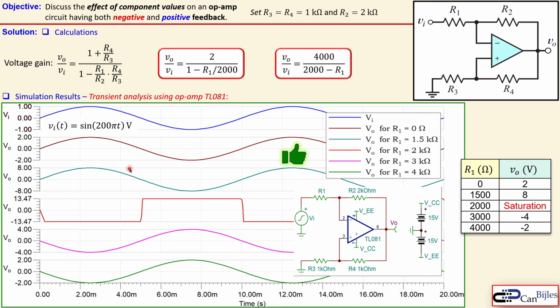Alright, it was our video about the effect of the component values in an operational amplifier circuit where we have both negative and positive feedback. We have discussed in great detail how we can derive the voltage gain expression and use that to verify that also in the SPICE simulator, both in the DC analysis and the transient response. We also compared the ideal and the actual model in the SPICE simulator.